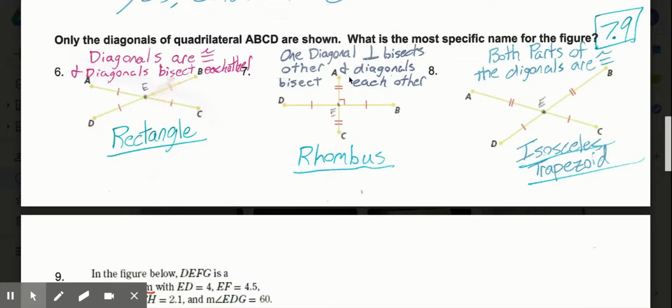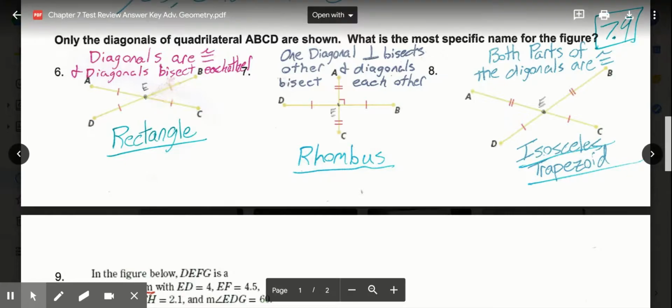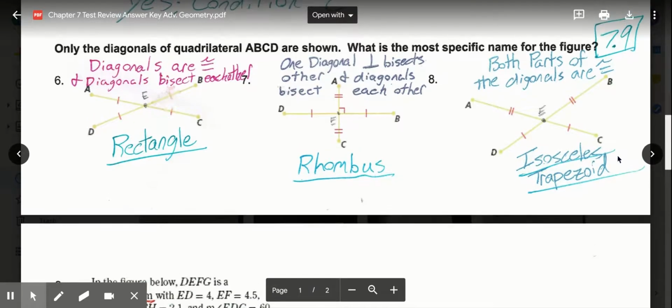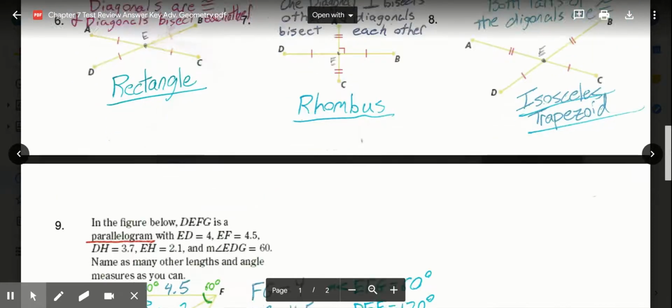And for number 8, looking at this diagram, I know both parts of the diagonals are congruent, so the corresponding parts of AE and EB are congruent, and DE and EC are congruent. So in that case, that would be the property of an isosceles trapezoid. So again, my recommendation would be, when looking at these types of diagrams, use the hierarchy from 7.9.